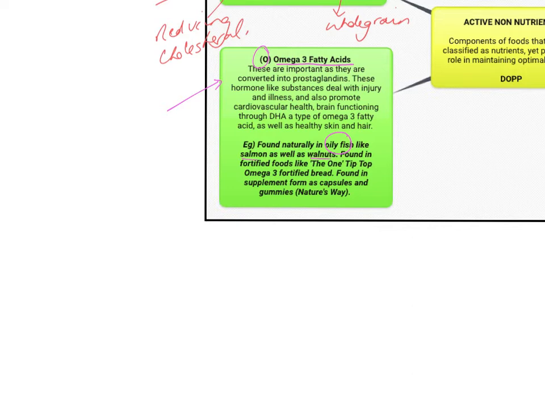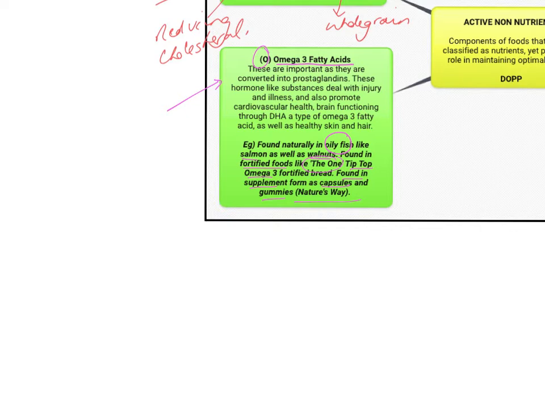Omega-3 fatty acids recently have also been used in the fortification process, so they are used to fortify foods. An example is a type of Tip Top bread called The One, and it has omega-3 fatty acids added. It's also found in a range of different supplements in the forms of capsules and gummies. For example, Nature's Way produce a lot of omega-3 capsules and supplements.